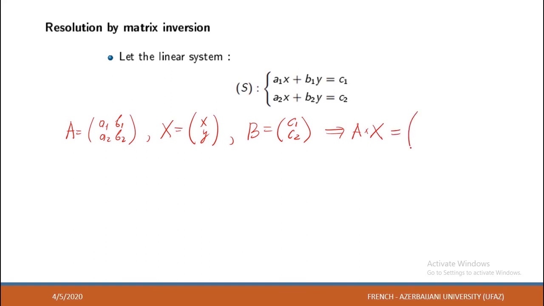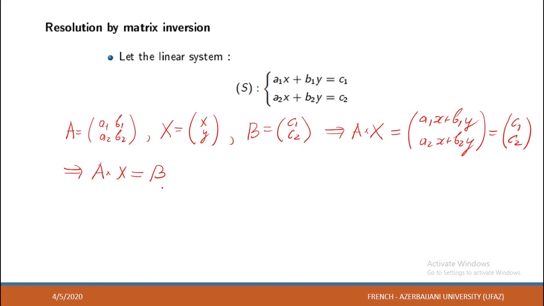it will be a1x plus b1y, a2x plus b2y, which is the column vector c1, c2. As you see, we write c1 instead of this expression and c2 instead of this one. Because of this, A times X will be B. And vice versa. If we assume that this is true, in this case, this matrix will be this one.